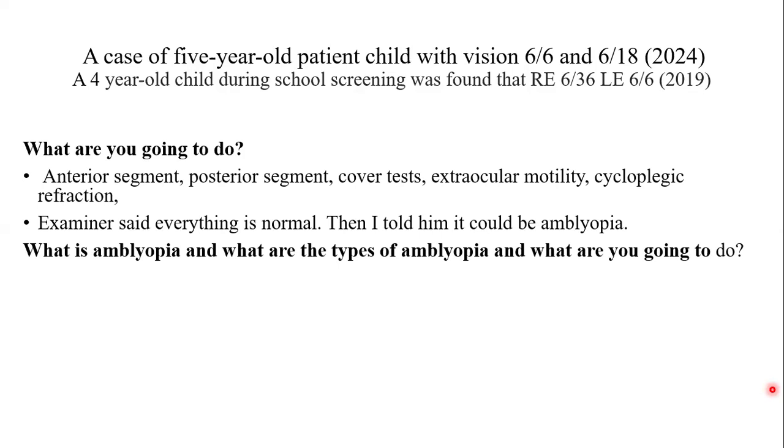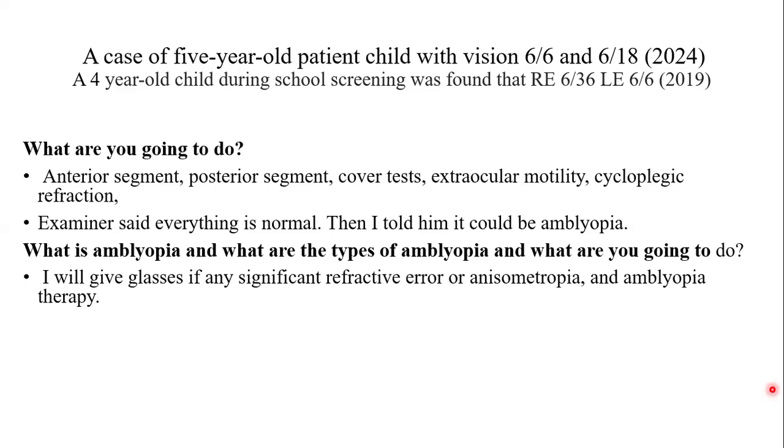Amblyopia is defined as decreased best corrected visual acuity due to stimulus deprivation or abnormal binocular interaction without the presence of any pathology in the optic nerve, retina, or visual pathway. Okay, great. What are the types of amblyopia? It's strabismic, stimulus deprivation, anisometropic, ametropic, meridional. Great, great.